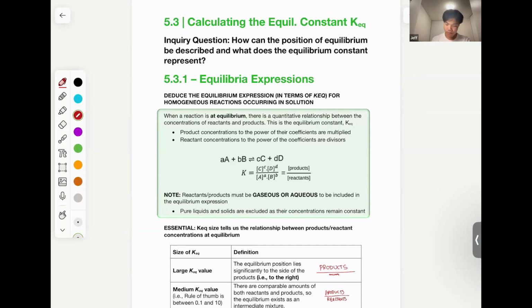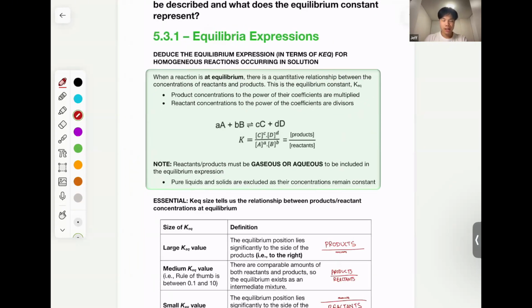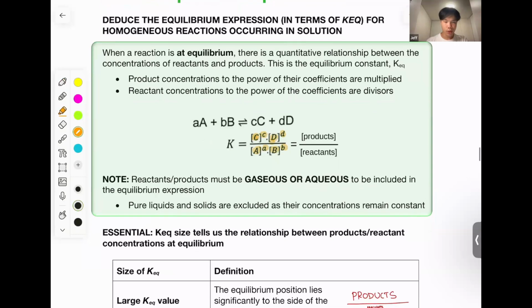So 5.3, calculating equilibrium constant KEQ, basically asks how can you find equilibrium position and what does the equilibrium constant represent? The first thing you learned was how to actually write an equilibrium expression, which is the product concentrations divided by reactant concentrations. And when you write the precise expression, you take each of the concentrations of the product or reactant to the power of their coefficient, and you do that for each one. You only include concentrations which are gaseous or aqueous, and you never include pure liquids and solids in your KEQ expressions, your equilibrium expressions.